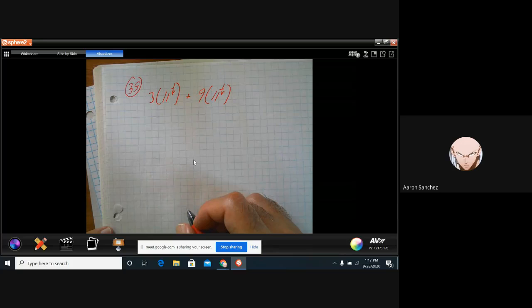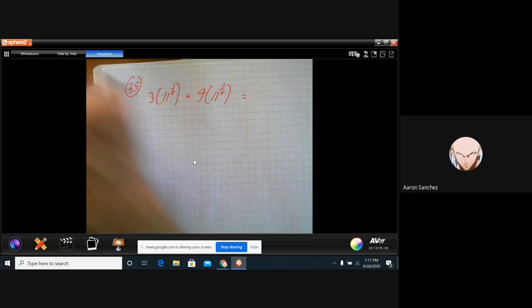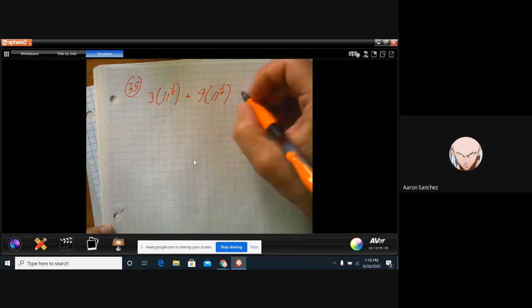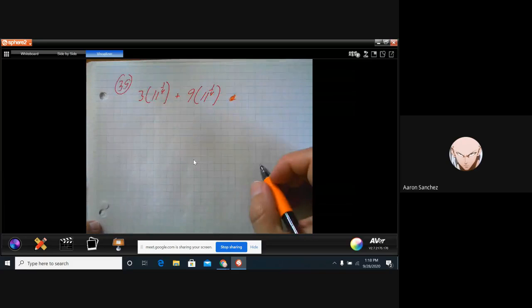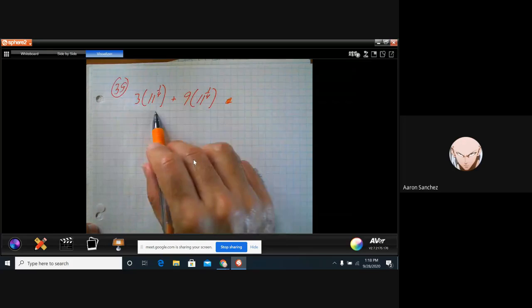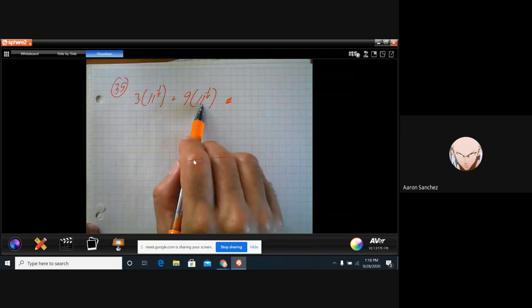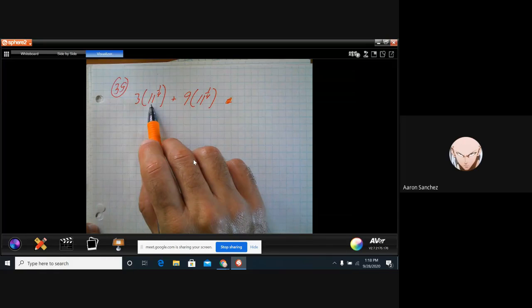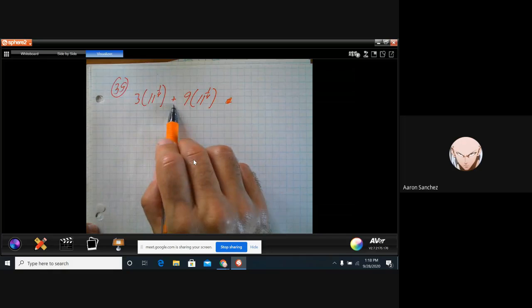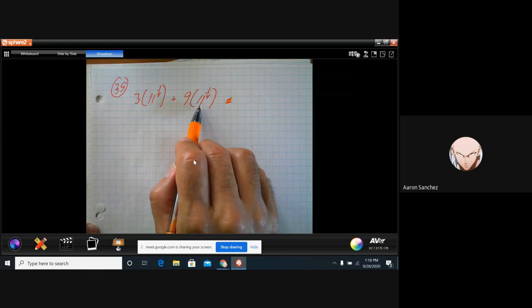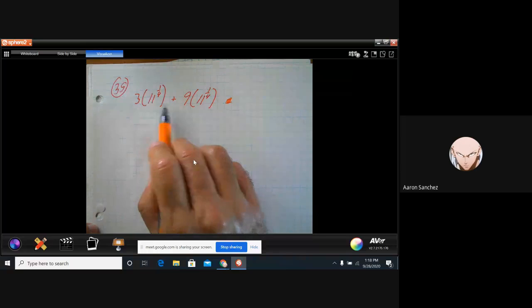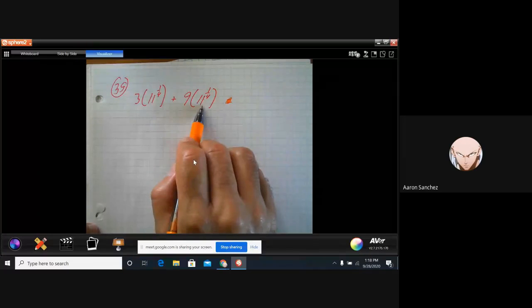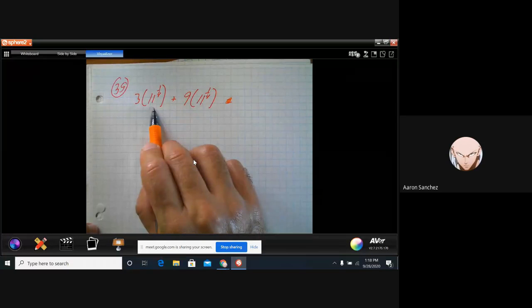This is very easy, I think. Maybe I'm wrong. But let me ask you something. This is 11 and 1/4, and this is 11 and 1/4. They're both the same. Let's pretend I have 3 of the 11 and 1/4, and I'm adding to that 9 of the 11 and 1/4.